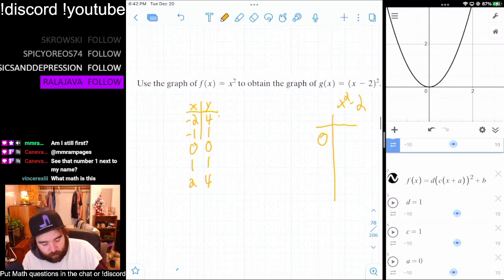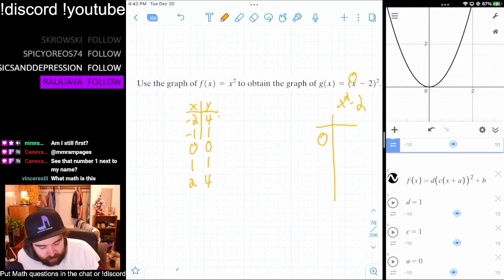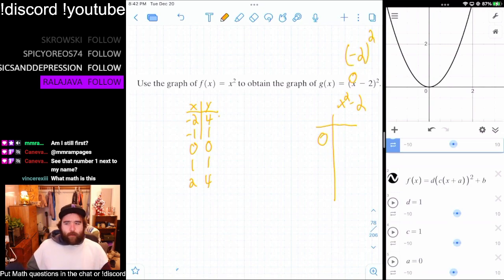well, what's going to happen? If we plug in x equals 0 into this function, the very first thing that happens is that we have 0 minus 2. So we have minus 2. And then we're squaring it. So see how when we plug in 0 into our g equation, it's the same as plugging in negative 2 into our f equation. So when we plug in 0 here, we're going to get 4.